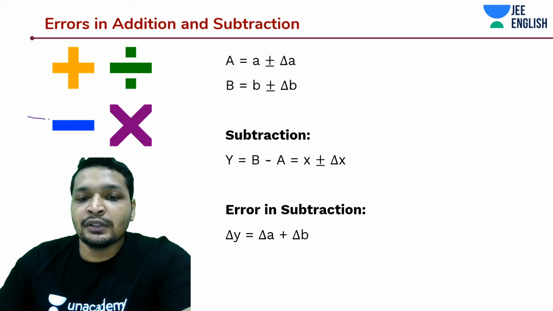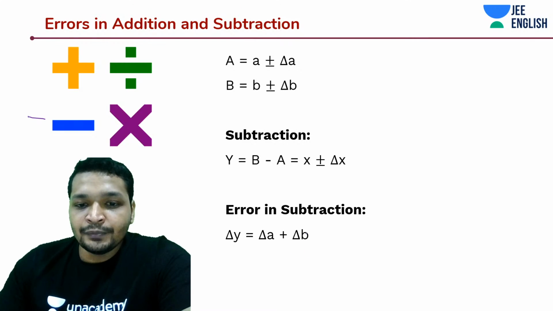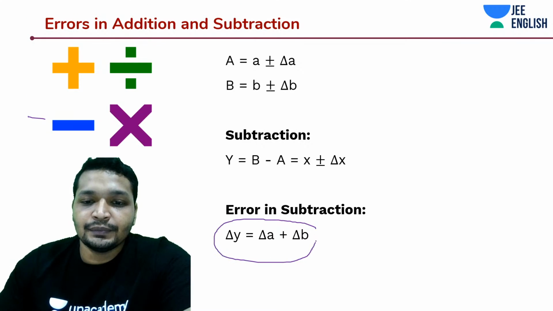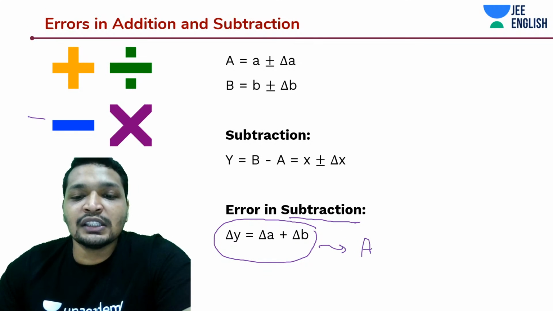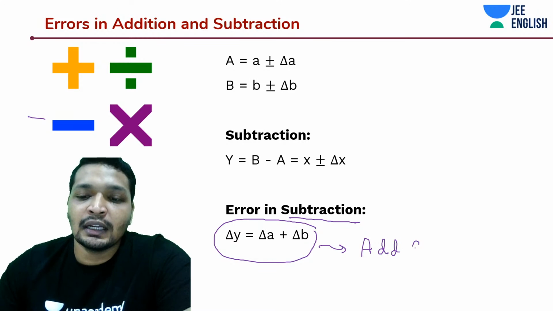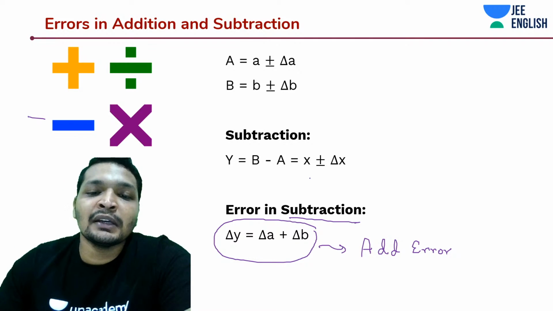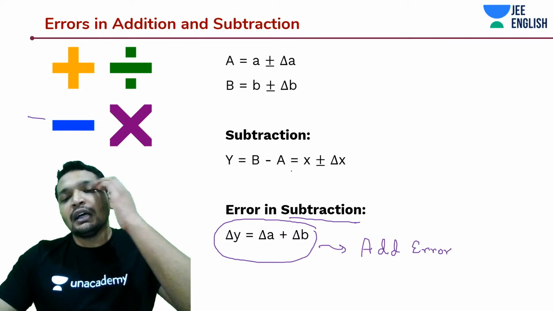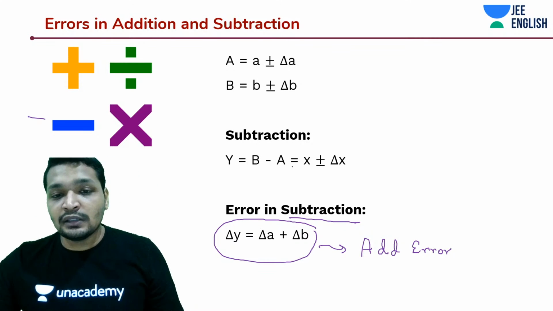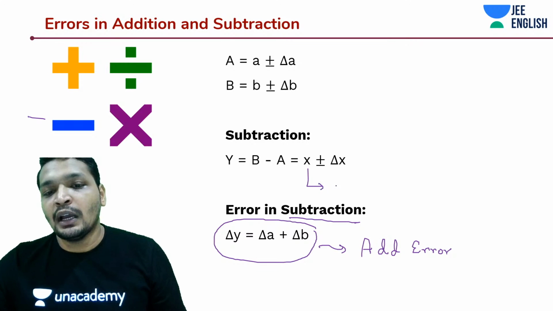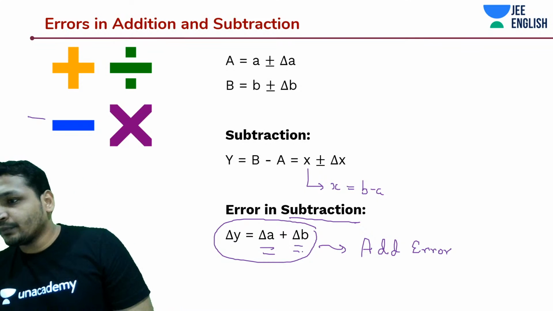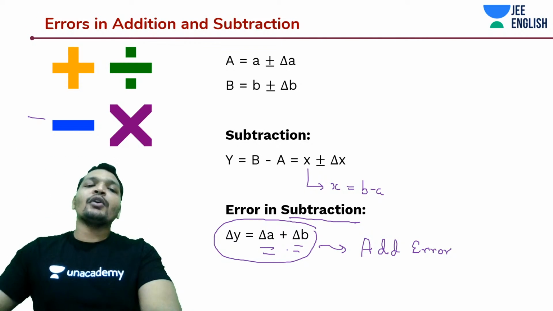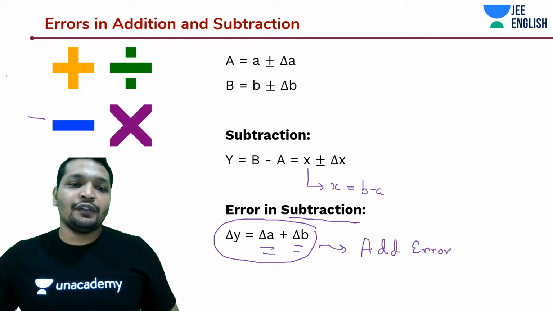So that is very important, students. Even in subtraction, you're going to add errors. Be it subtraction or addition, you will add errors, because you just saw how we got those errors. What can be the maximum error, what can be the least error, what can be the maximum value, what can be the least value, and we calculated that. What is this x? X is nothing but b minus a. Delta x is delta a plus delta b. Okay, that is about addition and subtraction of error.